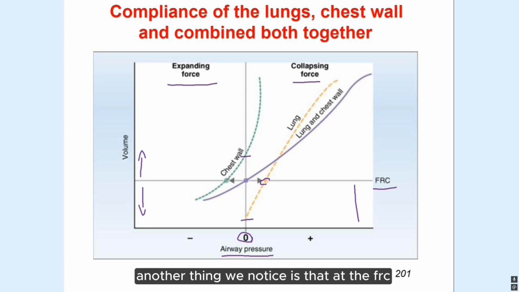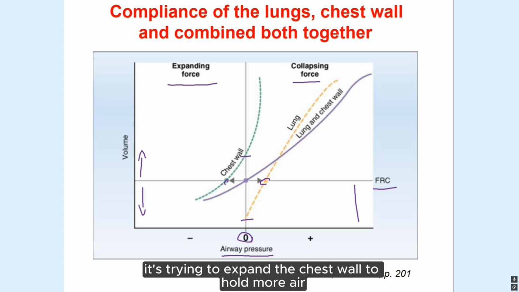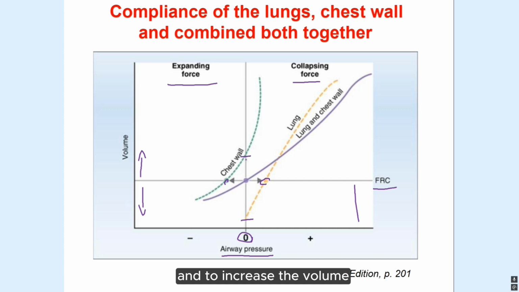Another thing we notice is that at the volume of the FRC, okay, the chest wall is trying to expand. It's on the expanding force. Why is that? Because it finds that the FRC does not have enough volume for it. It wants more. So it's trying to expand the chest wall to hold more air and to increase the volume until it reaches its resting position.